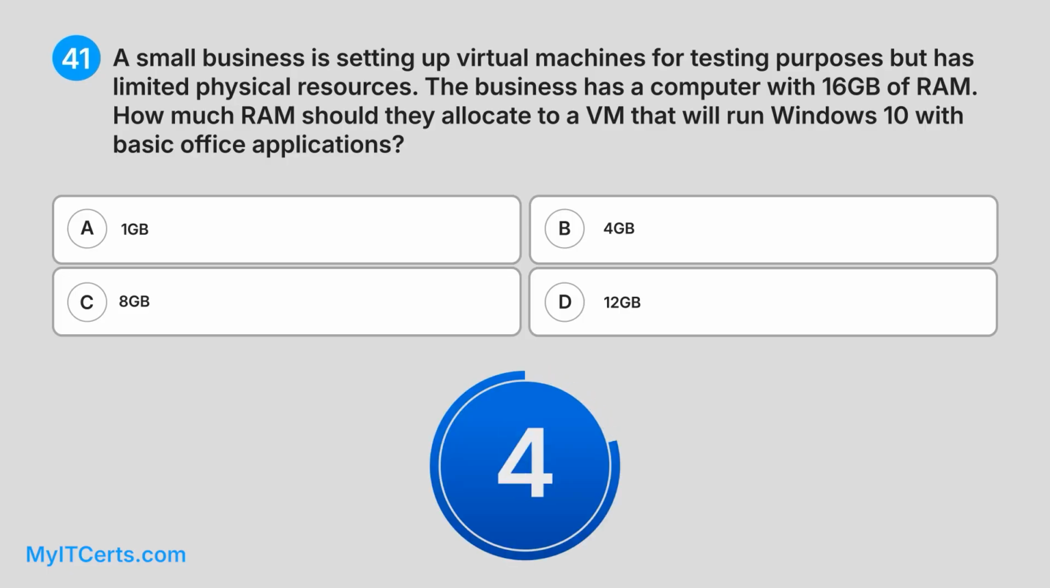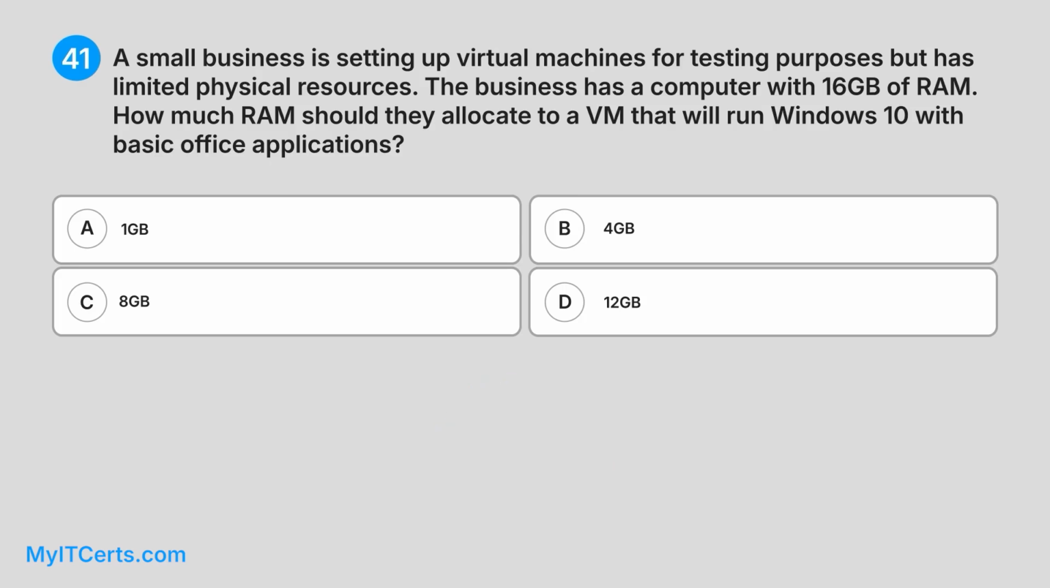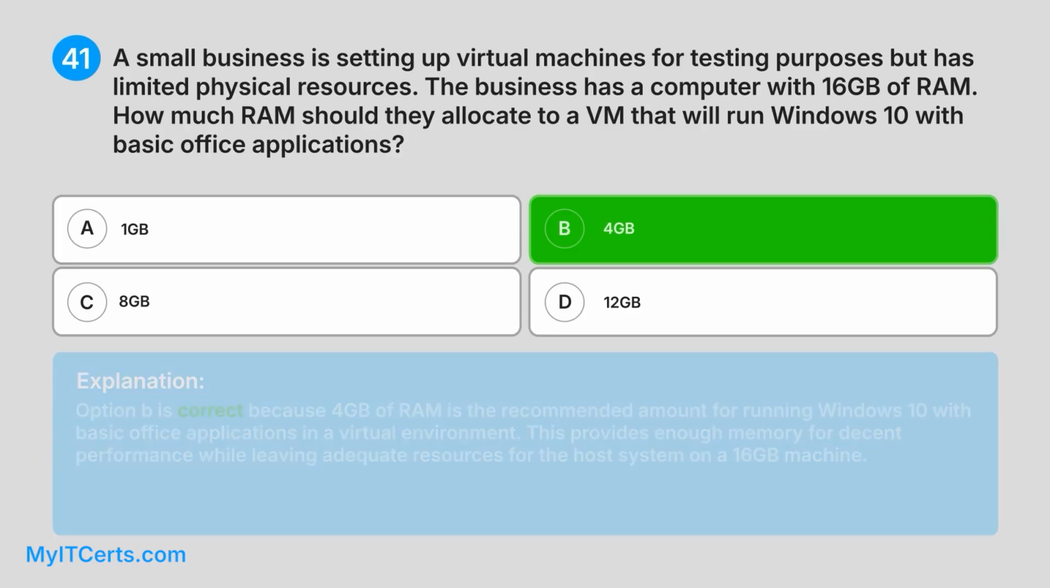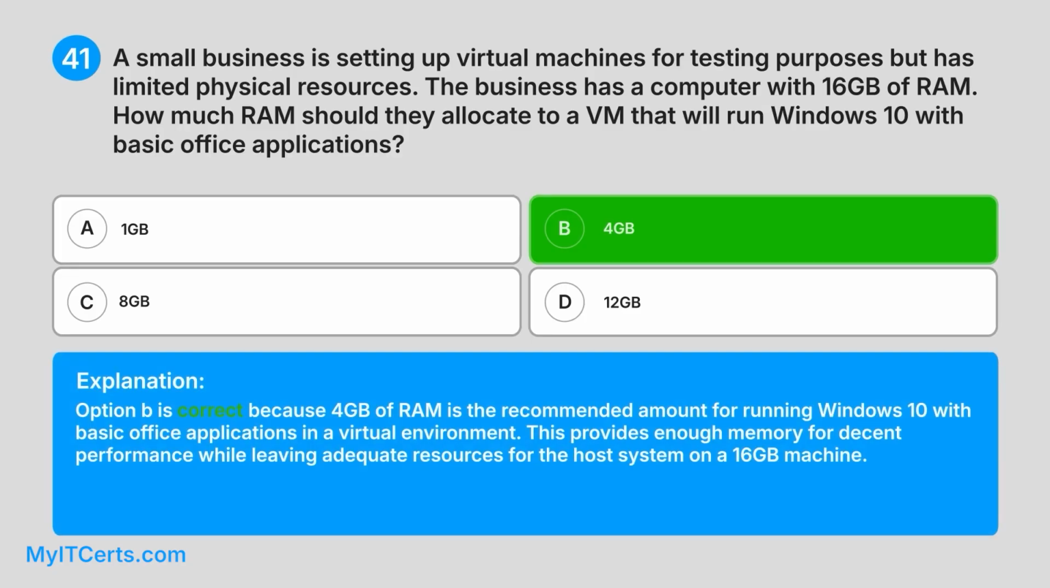What do you think is the answer? Correct answer, B. 4 GB. Explanation. Option B is correct because 4 GB of RAM is the recommended amount for running Windows 10 with basic Office applications in a virtual environment. This provides enough memory for decent performance while leaving adequate resources for the host system on a 16 GB machine.